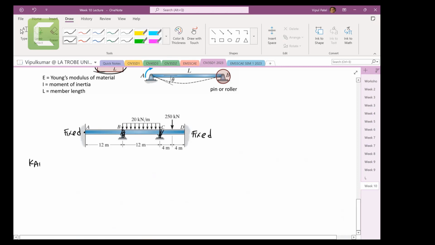So stiffness of AB equals 4EI on L. So 4EI on 12 meters equals 0.33EI. Stiffness of BA, you need to look at the far end. A is fixed. So 4EI on 12, 4EI on L, it is 0.33EI.